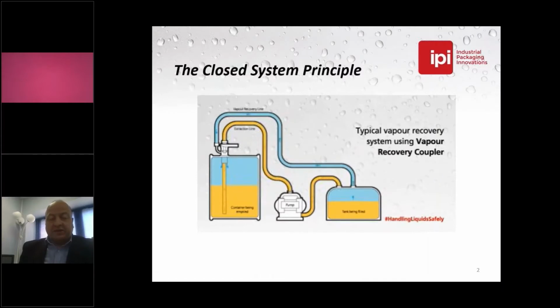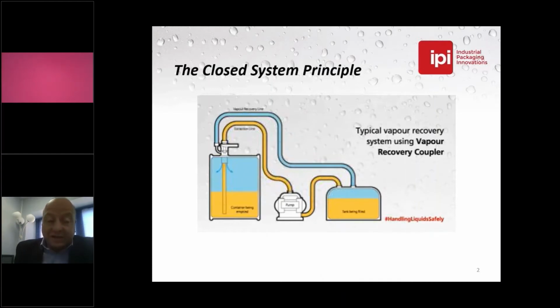but this illustrates how you would do it. A pump takes the liquid from one side to the other via a pipe. There is closed system connection to the container on the left-hand side being emptied to the tank being filled on the right-hand side. You have the option of a vapor recovery line, and all this means is that as the tank is being filled, the vapors inside that leave this container and go back and are recovered into the container being emptied. So this is a full closed system with a vapor recovery line.